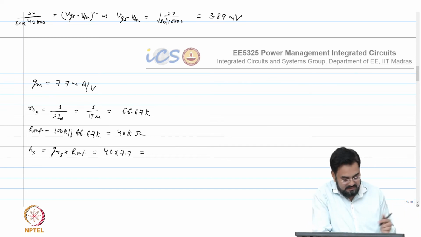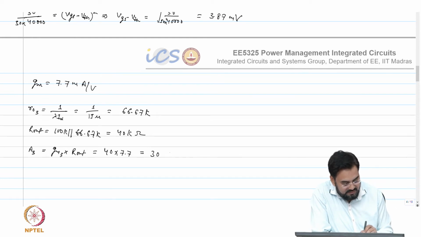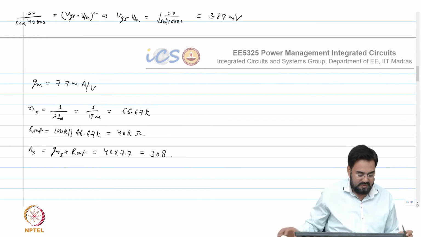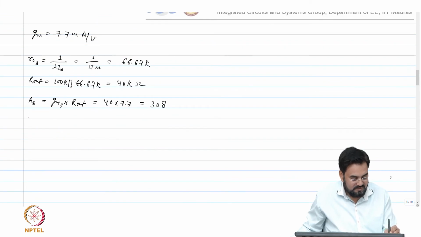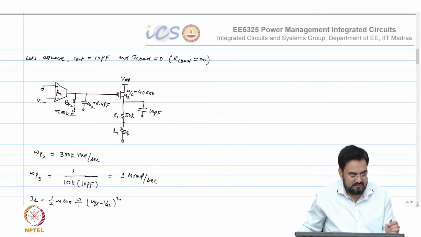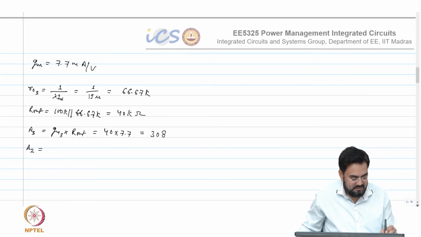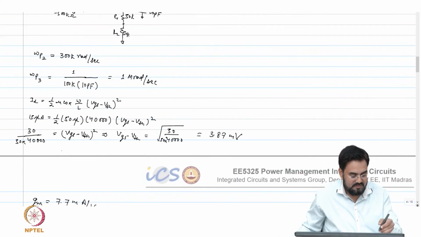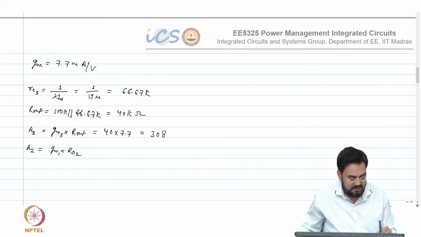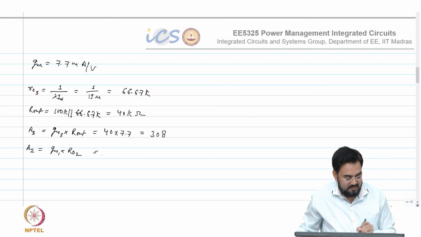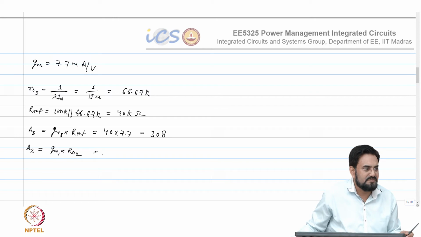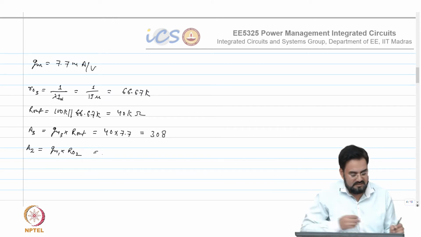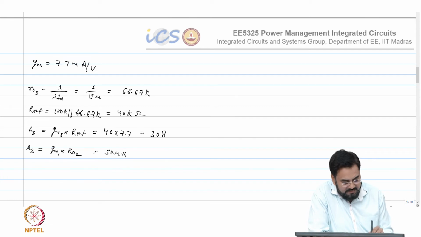How much is that? 308. And the gain of your first stage, A2. A2 is equal to gm1 into RO2. What was the gm1? We calculated yesterday. 50 micro or something? 50, huh? 50 micro multiplied by 500K. How much is that?